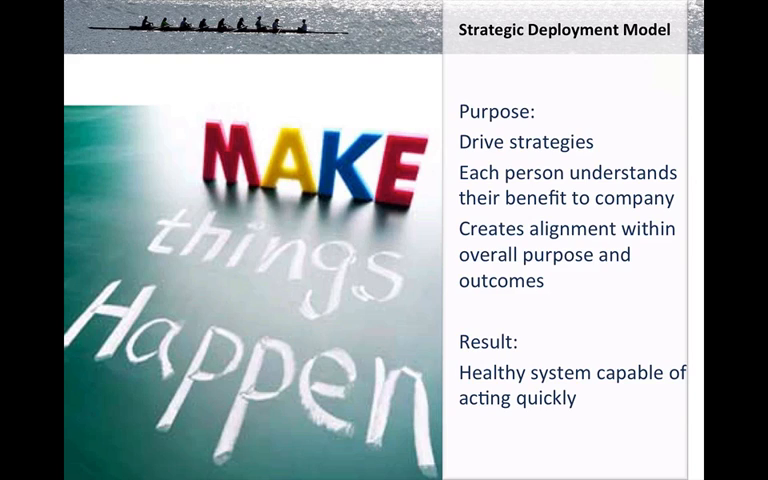Lastly, the primary purpose of the strategic deployment model is to drive the business's overall strategy or strategies throughout the organization so that every person knows his or her role and can contribute to the overall success of the enterprise, and in doing so, create alignment with the overall purpose and outcomes, resulting in a healthy system capable of acting quickly.